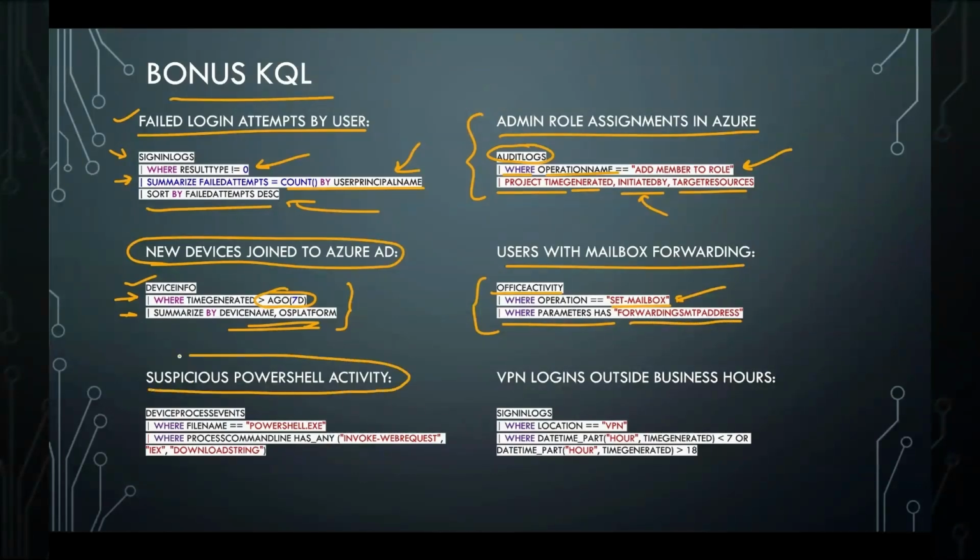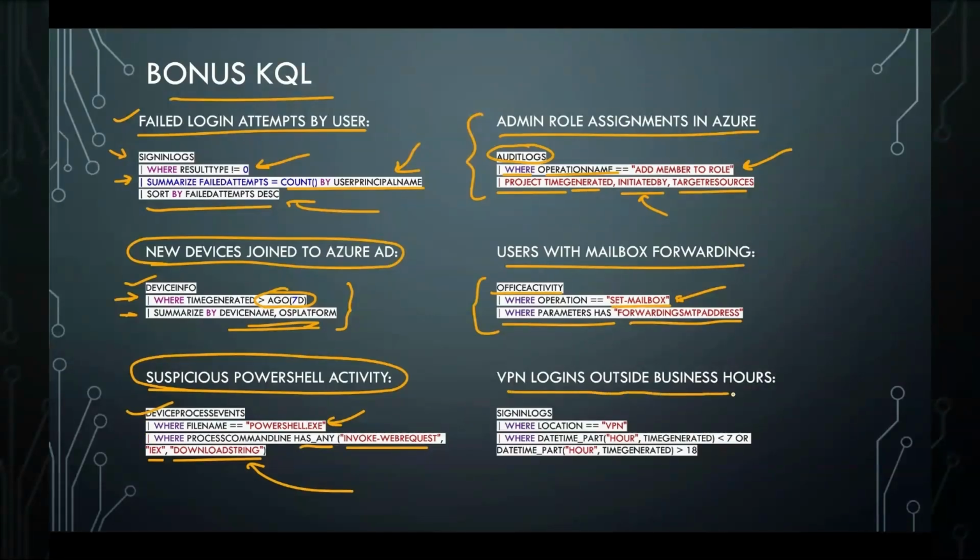Then suspicious PowerShell activity. So for that we can use the DeviceProcessEvents, where the file name is powershell.exe, and where the process command line has any Invoke-WebRequest command or IEX command or DownloadString command. So these commands are very sensitive from a PowerShell perspective. So we need to monitor it like this.